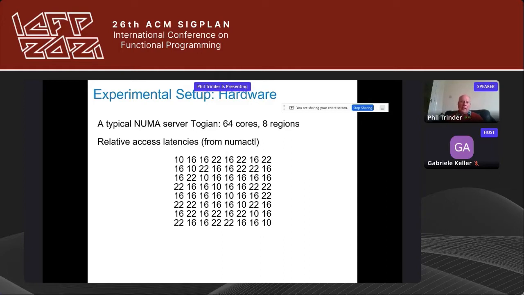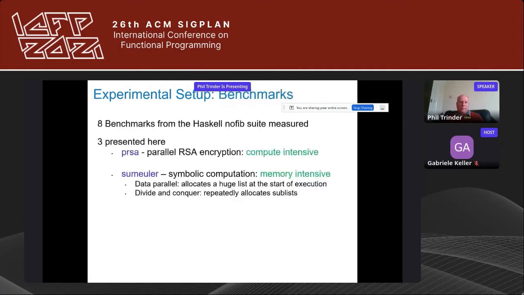And the access latency from each region to each other region is as follows. These are relative access latencies. Diagonal means access to your local region is fast. It's given a nominal value of 10. Access to remote regions may either be 60% slower or 120% slower, so increased to 16 or to 22. And you'll see the relevance of that shortly.